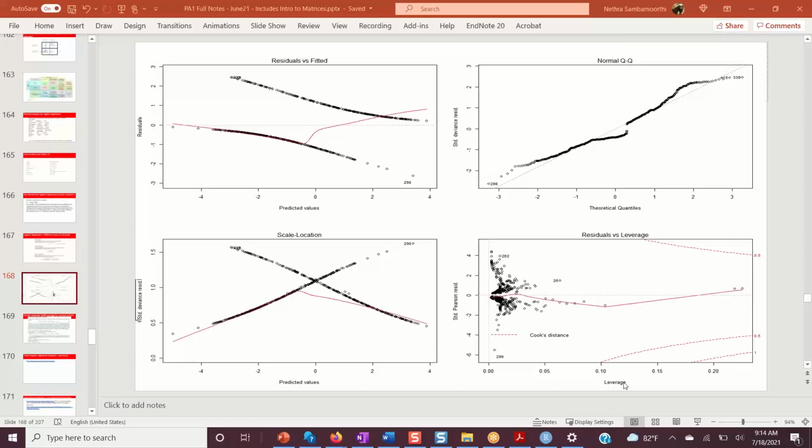The Cook's distance, leverage versus the studentized or standardized Pearson residual, gives you the ability to detect any unusual points that are distorting the model, right? So these boundaries are the Cook's distance boundaries here. Anything falling beyond this or below this is an influential point. We did review that also.